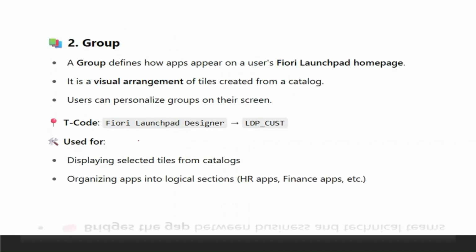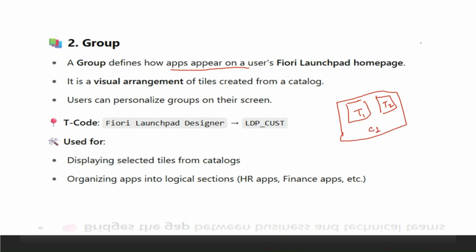Okay, coming to groups. A group defines how an application appears on the Fiori Launchpad homepage. So focus on this term: how the application is appearing on the user's Launchpad homepage. It is a visual arrangement of tiles created from a catalog. Suppose you have created a tile, tile 1, and another tile, tile 2, and you have put both of these into catalog C1.